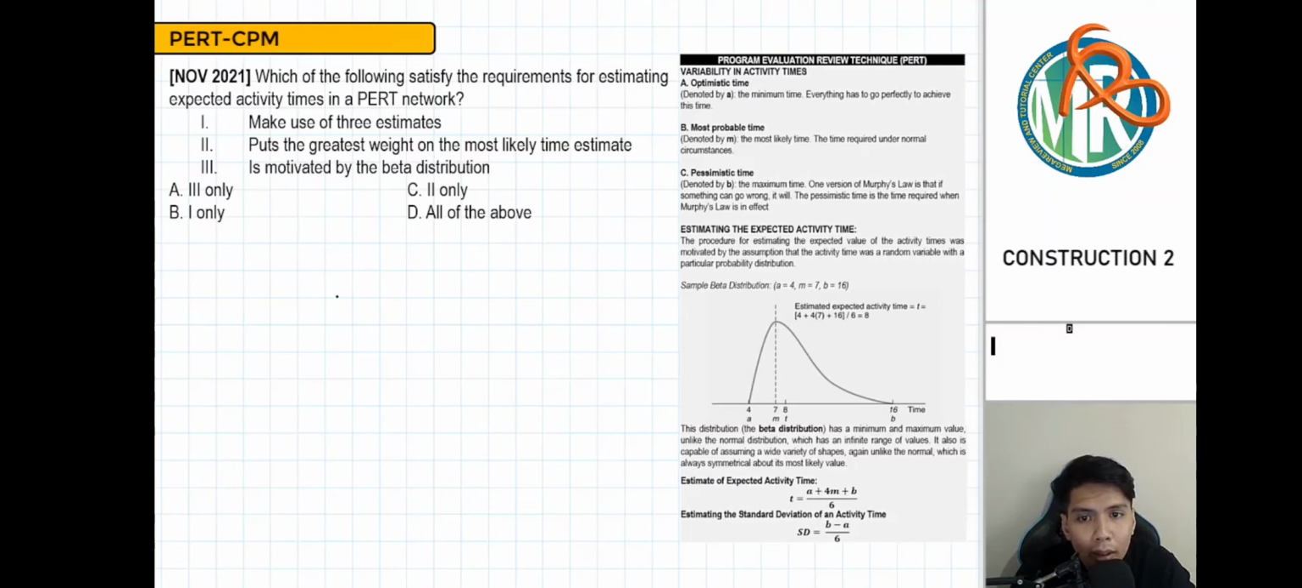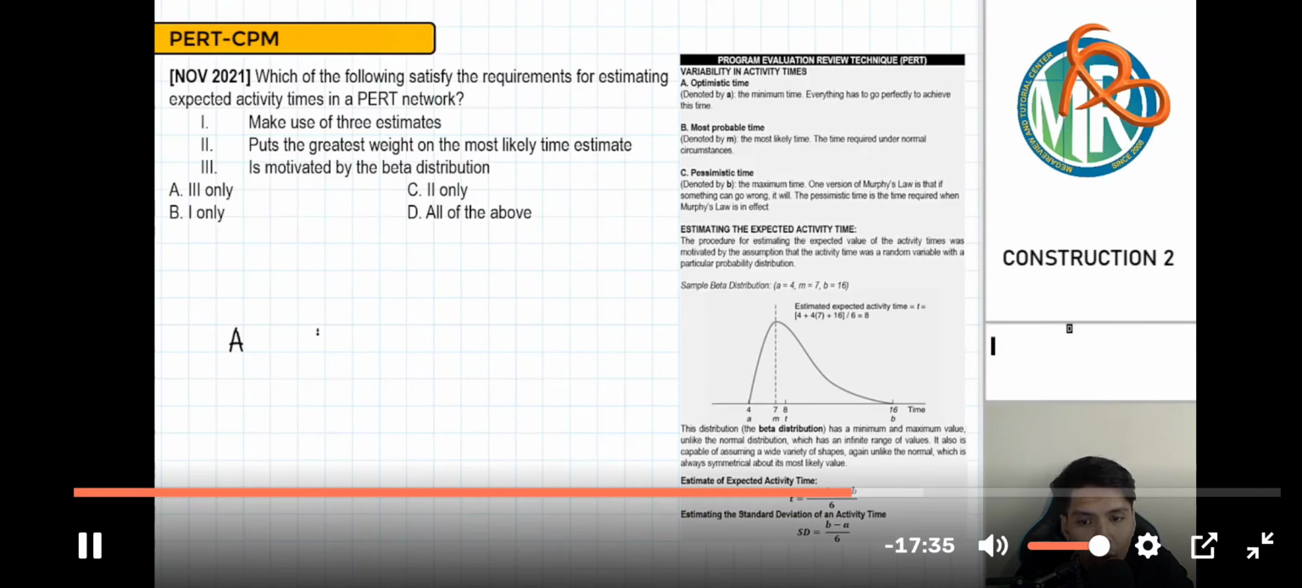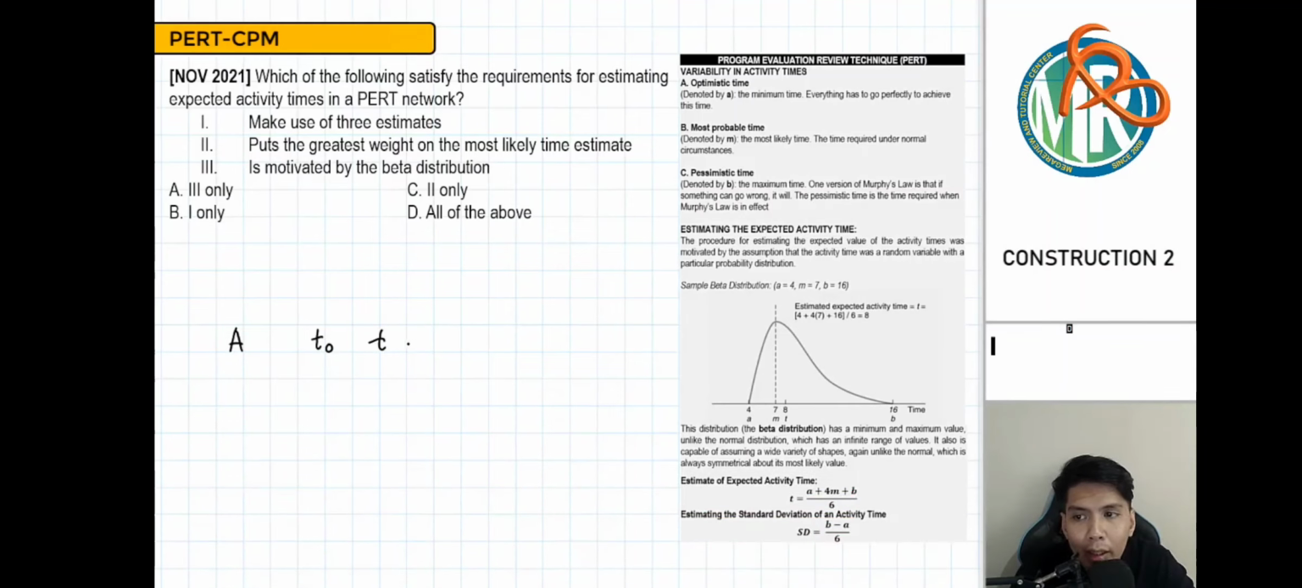If you recall earlier in our problem, in a PERT network, for one activity you have three time durations. We have the optimistic time, the most probable time, and lastly the pessimistic time. In our notation on the right side, A is used for the optimistic time, M for the most probable time, and B for the pessimistic time. So when we use a PERT network, for one activity we have three time durations.